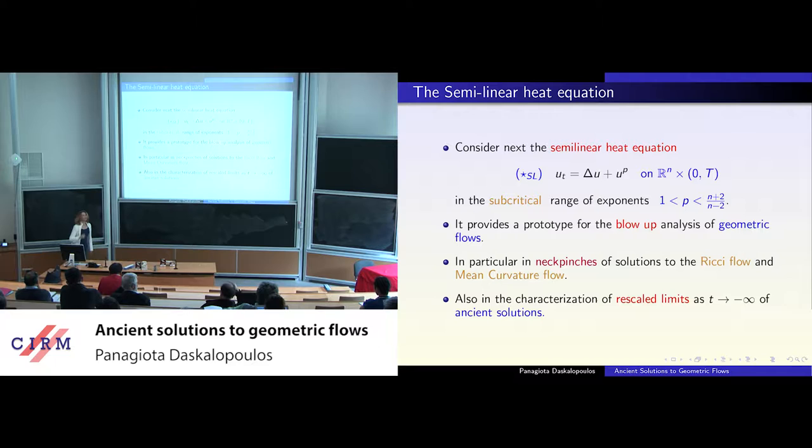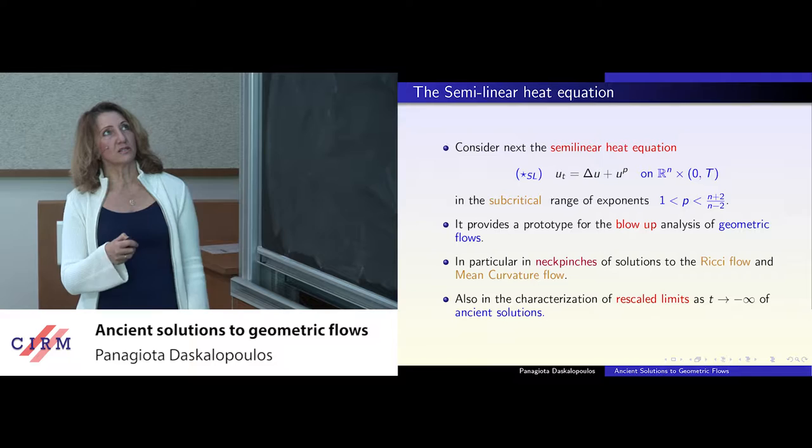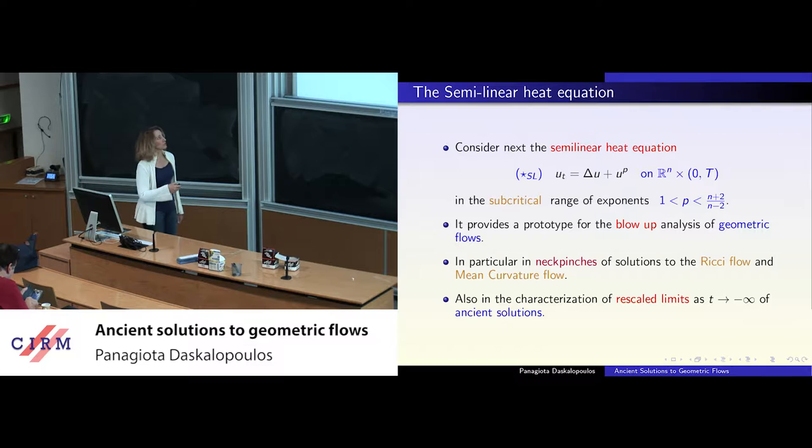It is by Merle and Zaag, regarding the ancient or eternal solutions of the equation that is obtained after you rescale the semi-linear heat equation. The result is more general, but to make it simple here, let's assume that u is non-negative and you consider a solution of the semi-linear heat equation with exponent p between 1 and (n+2)/(n-2). This is one of the most basic classification results. It's a very difficult result. The proof is quite involved.